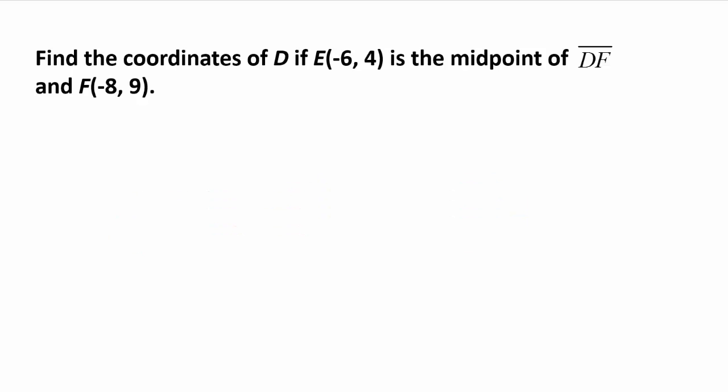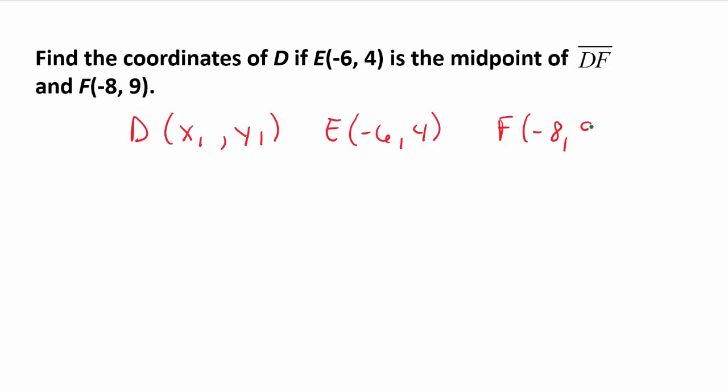So we're going to go ahead and set up our problem, and let's write D. We don't know what D is. X1, Y1, we don't know those coordinates. E is our midpoint, -6, 4. And F is our other endpoint that we do know, and that is -8, 9. Now I'm going to label these things. Those two are already labeled. Let's label this one X2, Y2, and then our midpoint, this is the X coordinate for our midpoint and the Y coordinate for our midpoint.